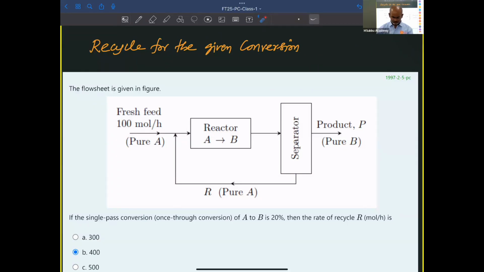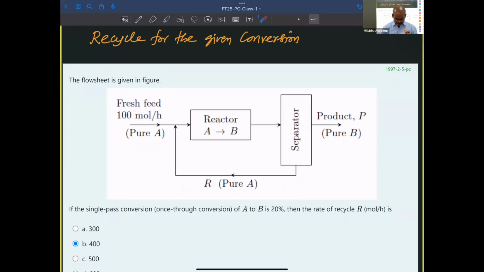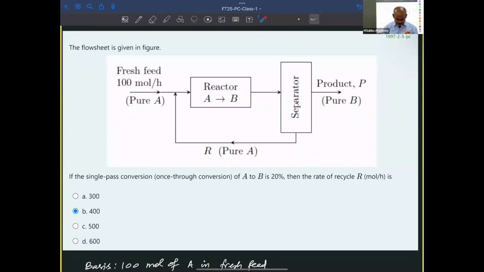Sir, in your feed it is like 100 moles per hour, but the recycle is coming like 400 moles per hour. We are asked to calculate this. It is already marked correct, but how come the recycle is more than the feed we are entering? That is actually it. Feed is entering, but the recycle will be more. Why? Because the combined feed will be more, right?